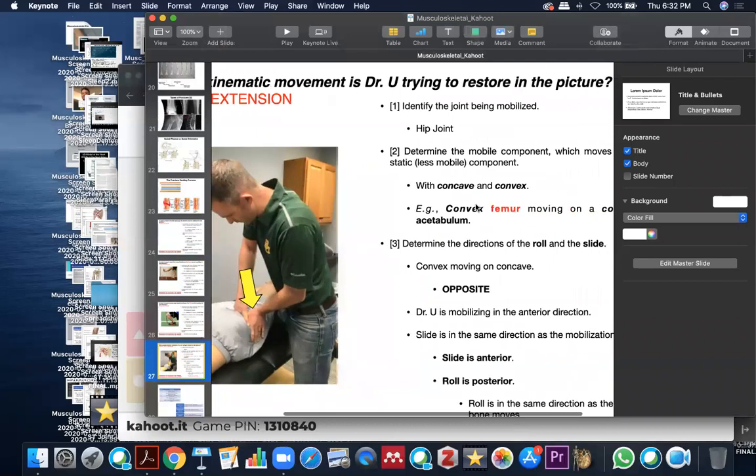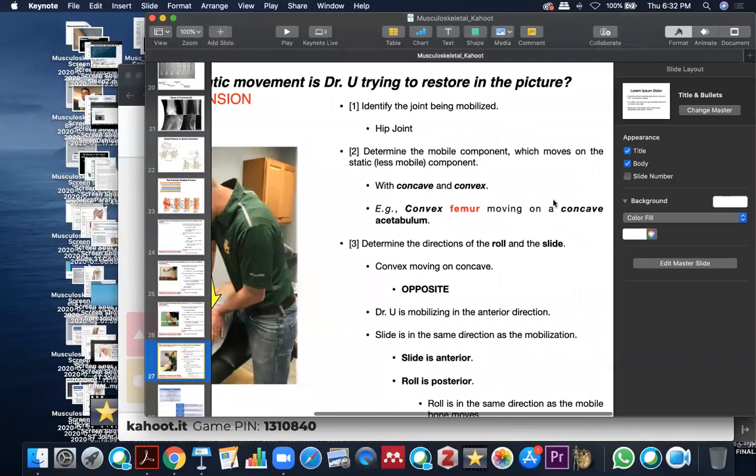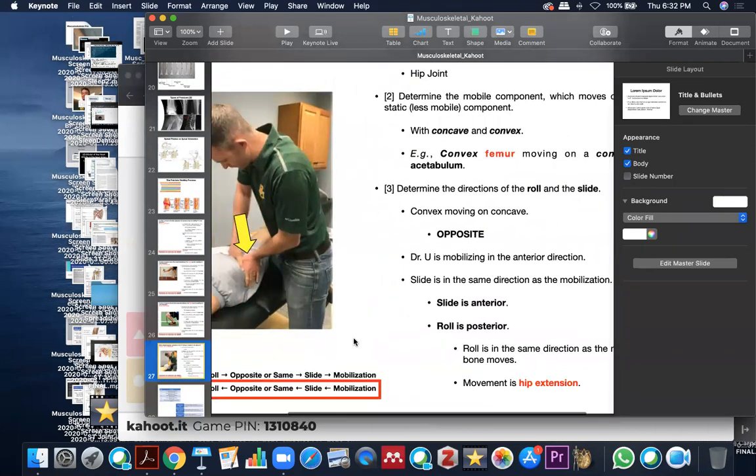So we've got the femur's head is convex, the acetabulum is concave. So we've got convex, the femur would be more mobile. So the femur, convex, moving on concave. So that's, again, the opposite rule. And from there, we can figure everything out.